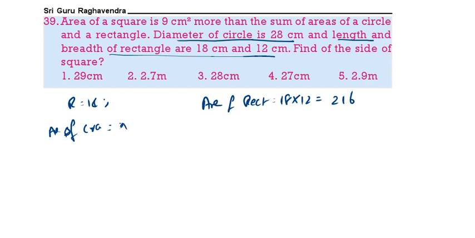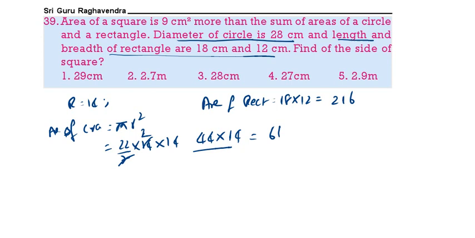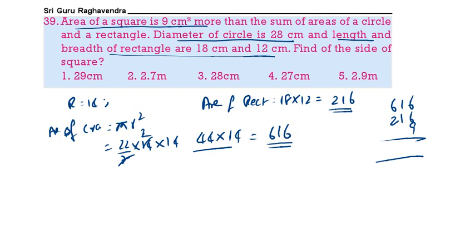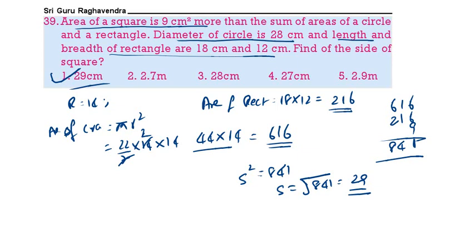Now, area of circle is pi r square, 22 by 7 into 14 into 14. So it is 44 into 14, which is 616. So this is the area of the circle, this is the area of the rectangle. Area of square is 9 more than the sum. So 616 plus 216 plus 9 gives 841. S square is 841, so S is the root of 841, that is 29. 29 centimeters is the correct answer.